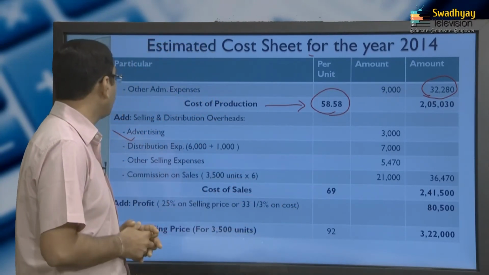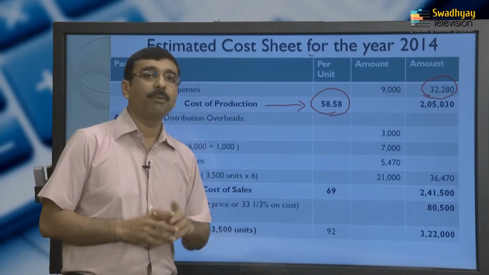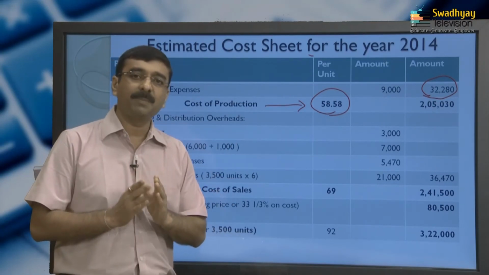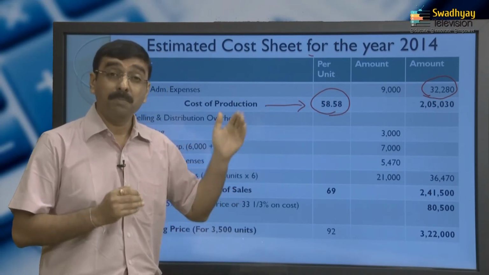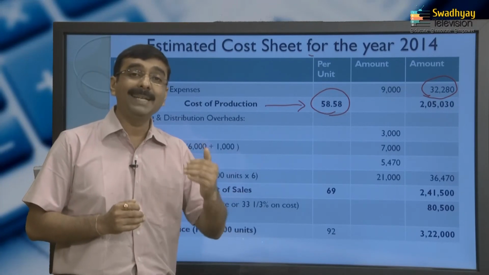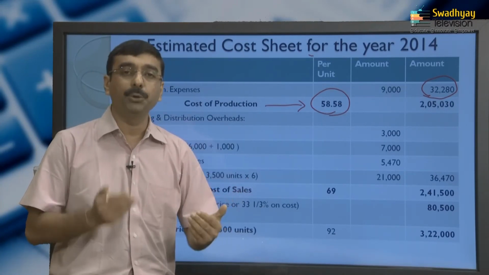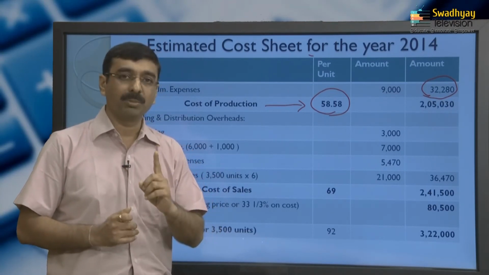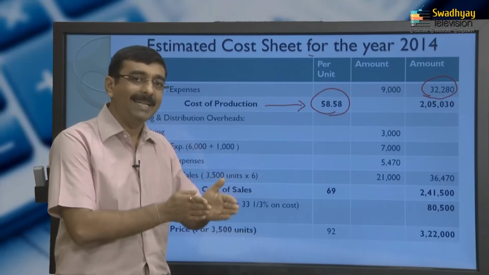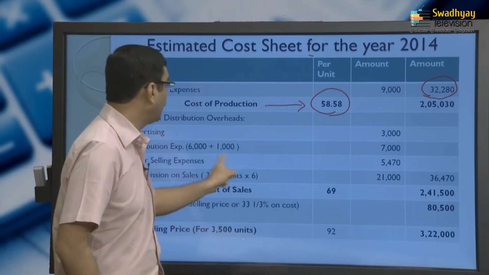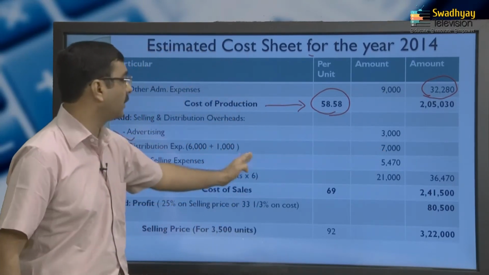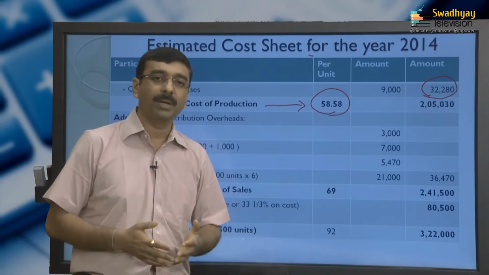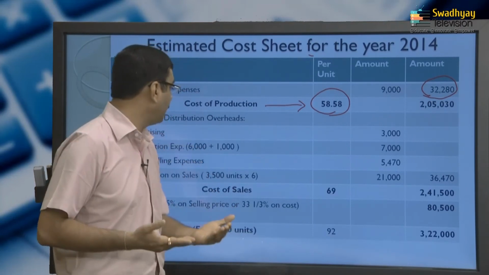Then the next is distribution expenses. Distribution expenses we already calculated in the first part of the solution of this question. 6,000 distribution expenses were given in the year 2013. But because of the 1 rupee increase for packing expenses per unit, in the year 2014 onwards, it increased by 1,000 rupees because of 1,000 units increase in the year 2014, and that is why it comes to 7,000 rupees. 6,000 plus 1,000, 7,000 rupees. The next is other selling expenses, that is 5,470, which also remains the same and unchanged.